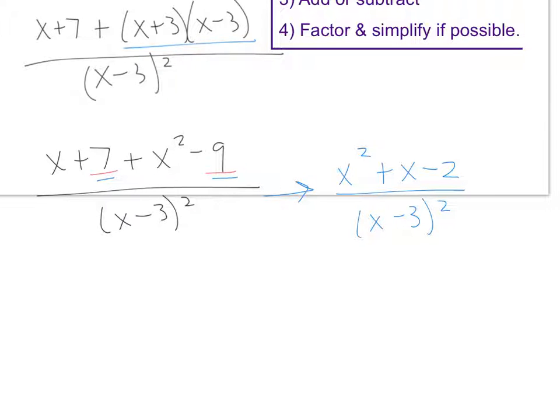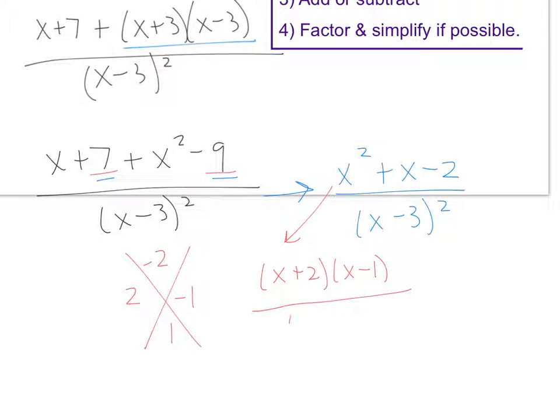Now let's factor the numerator because you never know if there are terms I can simplify. So x squared plus x minus 2: I need to find factors of negative 2 that when added together give me 1, which are 2 and negative 1. So this factors into x plus 2 times x minus 1, all over x minus 3, the quantity squared. And it appears that no terms can cancel out, so that would be my fully simplified answer: x plus 2 times x minus 1 over x minus 3, the quantity squared.